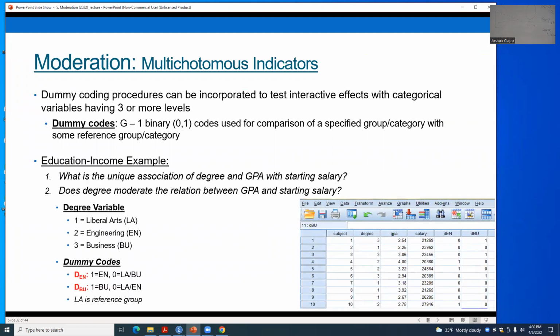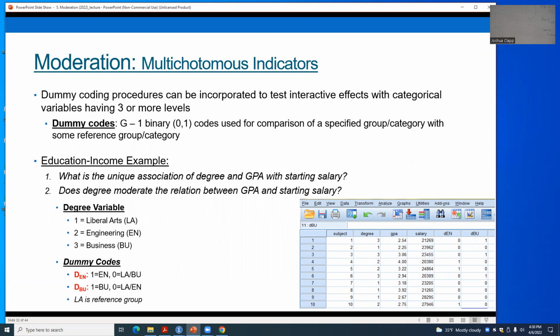So for example, and this is straight out of Aiken and West, but it's a good example, let's say that we wanted the effect of education and GPA, or degree and GPA, on starting salary. And we're interested in whether degree changes the nature of the relationship between my GPA and my starting salary. So in this small data set we've got a variable, degree.